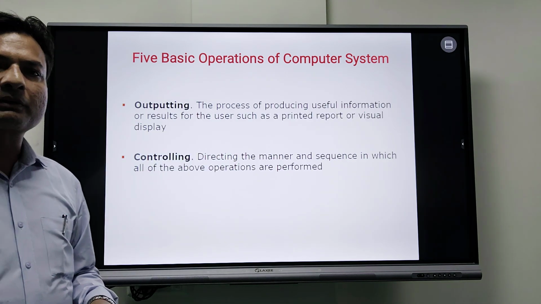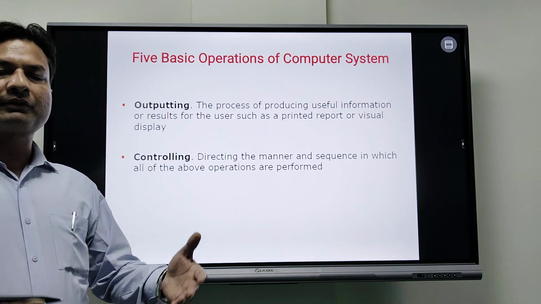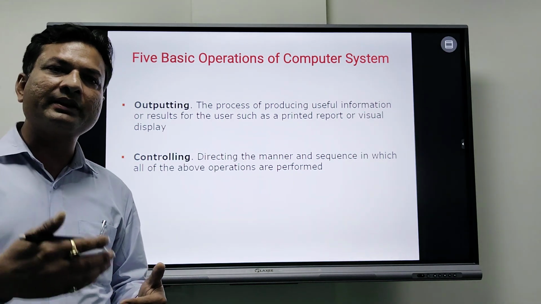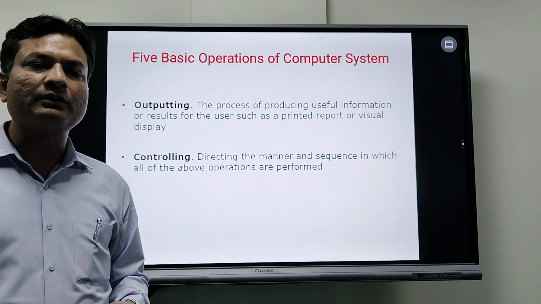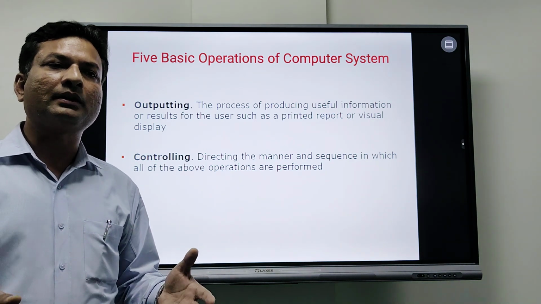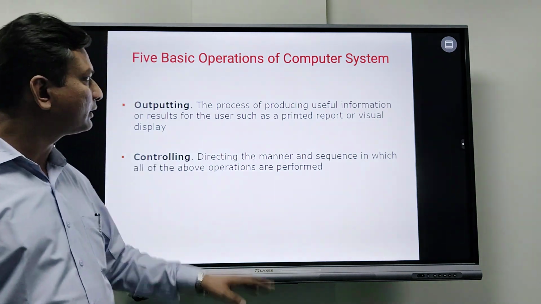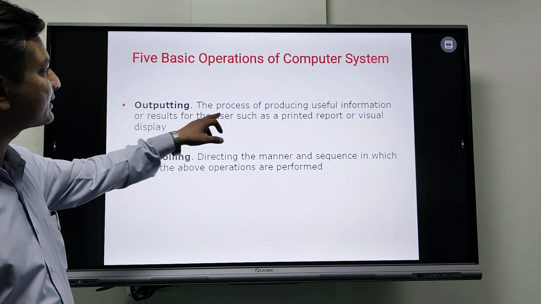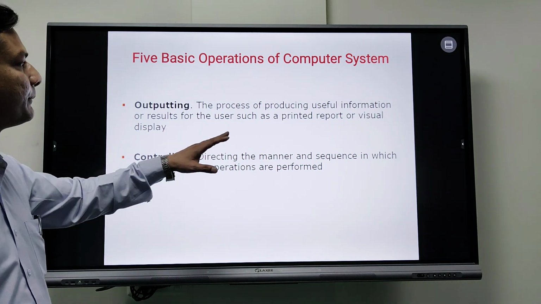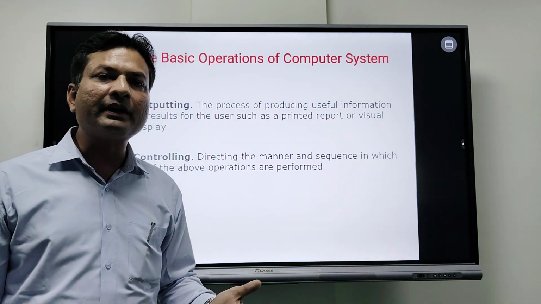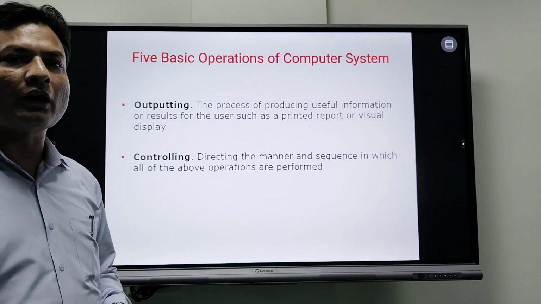The fourth operation that is performed by a computer system is outputting. Outputting means after receiving the input and processing that input, converting it into useful information so that it can be useful for the user. The information that is useful to the user is called output. So outputting is the process of producing useful information or results for the user, for example, printed reports or visual display. These are examples of outputting.